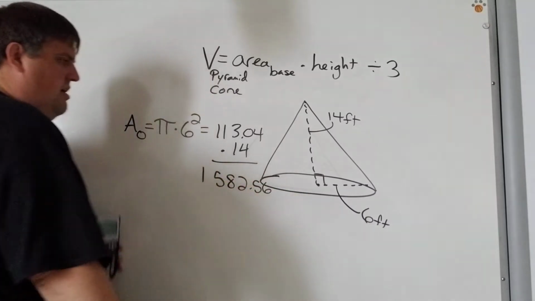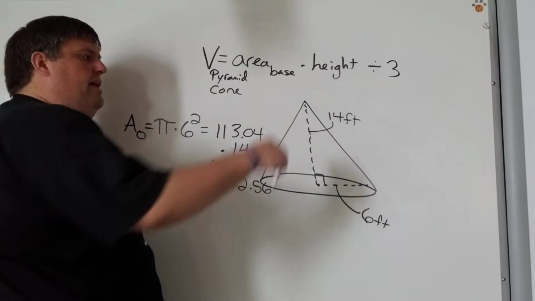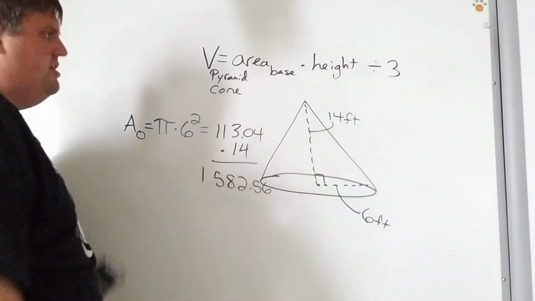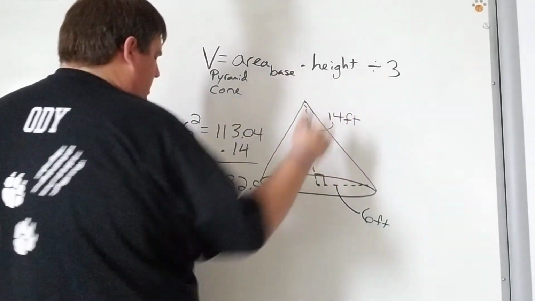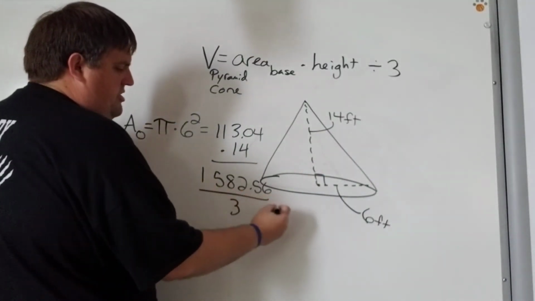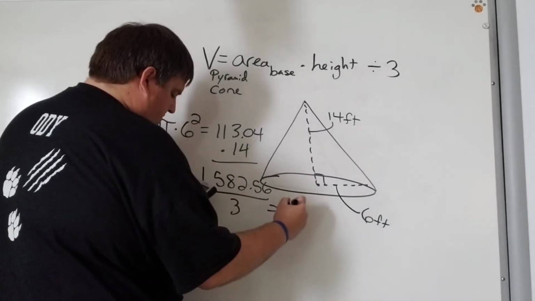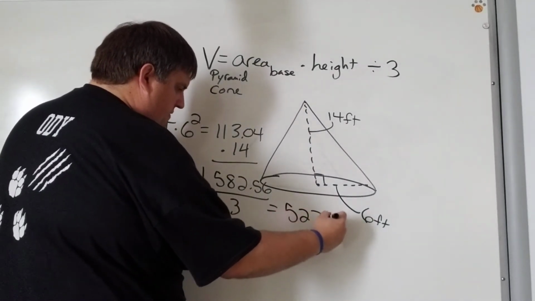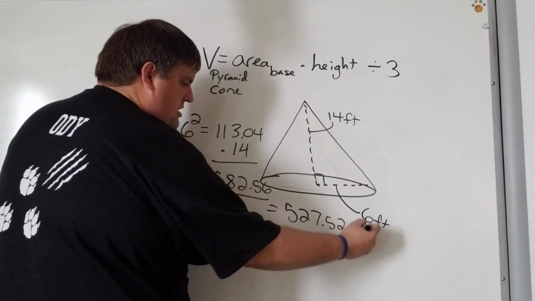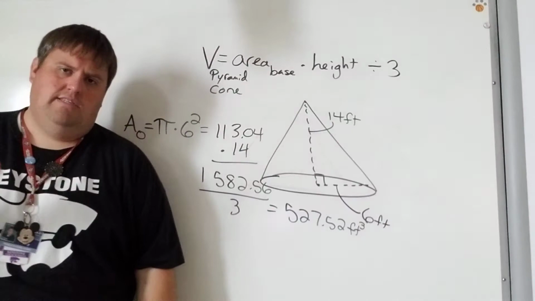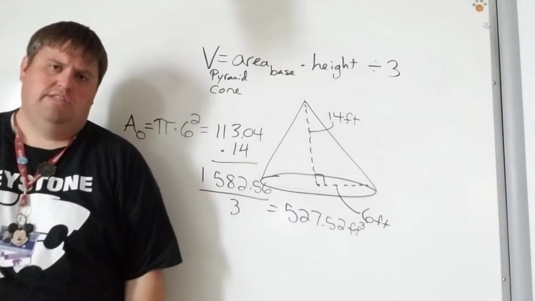1,582.56. But, just like the pyramid, a cone also goes to a point. It's a pointy edge. So that means we have to do this divide by 3 step. So divide our answer by 3. And we get 527.52 feet cubed. That's it. Area of the base times the height, divide by 3 because it goes to a point.